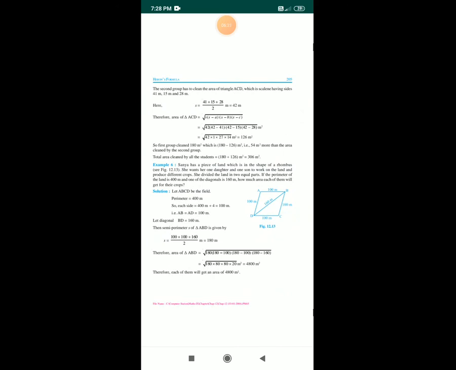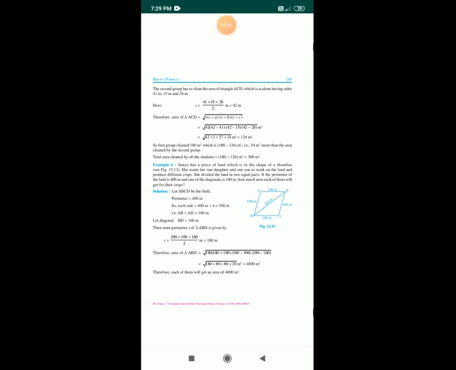Now, the second group has to clean the area of the triangle ACD, which is the scalene having the sides 41 meter, 15 meter and 28 meter. So here semi-perimeter S is equal to 41 plus 15 plus 28 divided by 2, equal to 84 meter divided by 2, is equal to 42 meter. Therefore, the area of the triangle ACD is equal to under square root of S into S minus A into S minus B into S minus C, is equal to under square root of 42 into 42 minus 41 into 42 minus 15 into 42 minus 28 meter square.